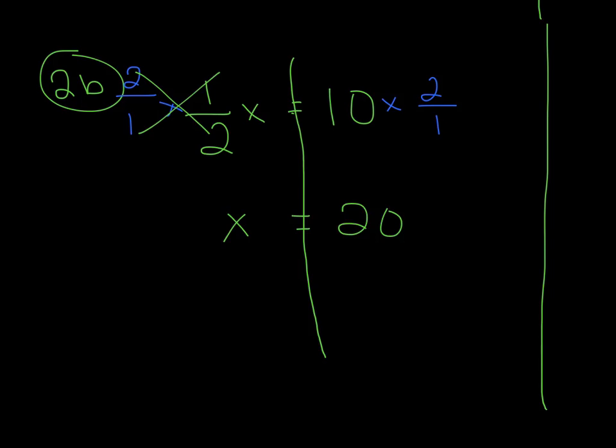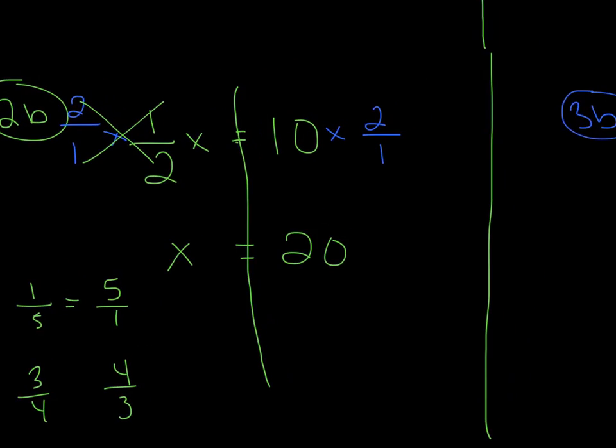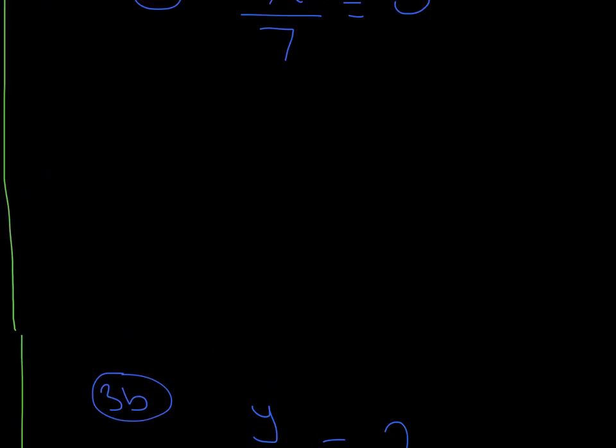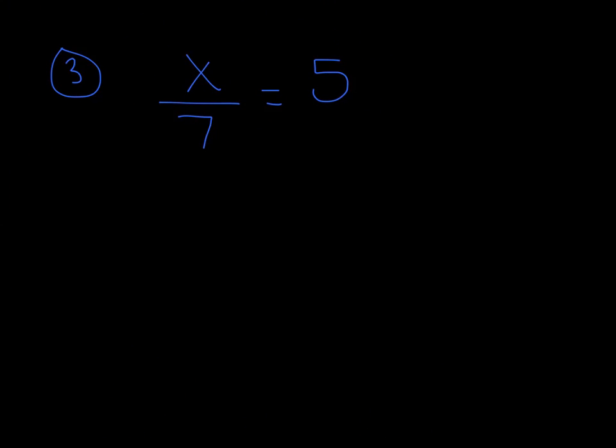If I had 1/5, the reciprocal of that would be 5/1. If I had 3/4, the reciprocal of that would be 4/3. Make sense? Just go ahead and flip them numbers over. All right, let's do one more. Okay, 2 more examples actually. One more different type of example.